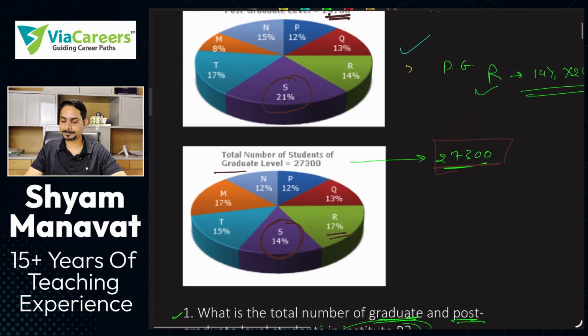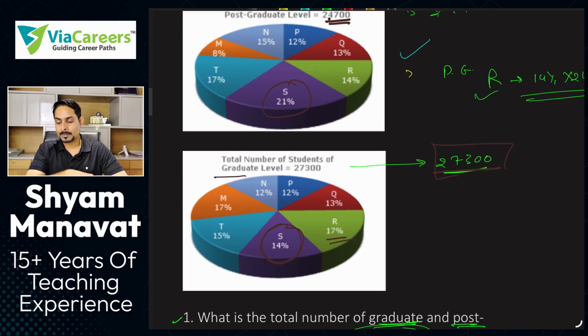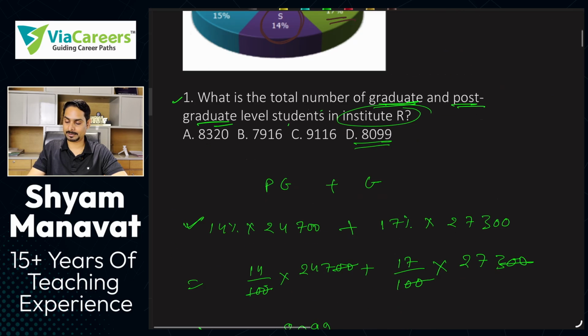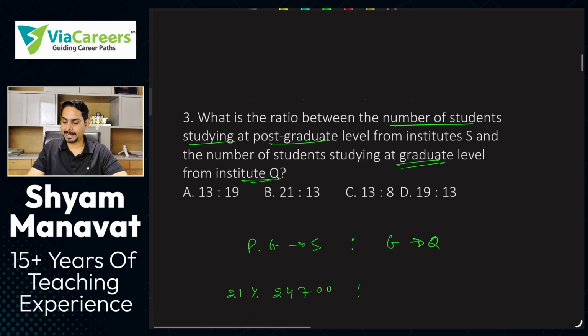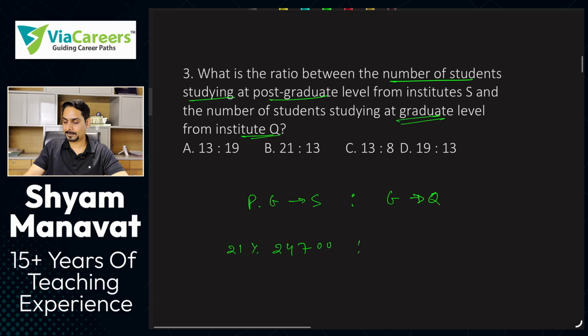Now look at this. Tell me, what is the graduate percentage for Institute Q? That's 13%. Here you have 13%, right? Of the total number of students, which is 27300. Okay. So here I have 13% of 27300. All right, we need to simplify these two.